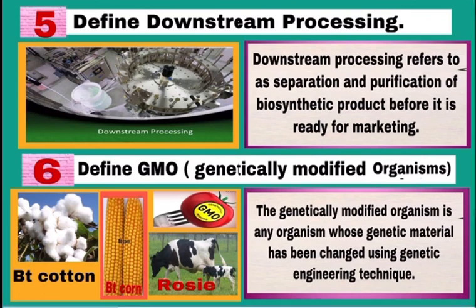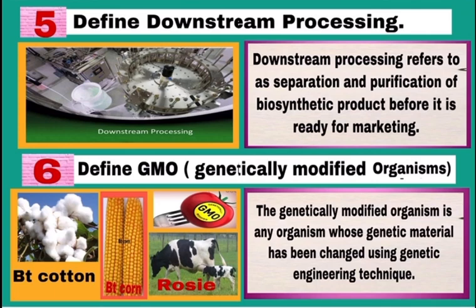Number 5. Define downstream processing. It refers to separation and purification of biosynthetic product before it is ready for marketing. Synthesize करने के बाद biosynthetic product को separate करना और purify करना before sending to market is called as downstream processing.